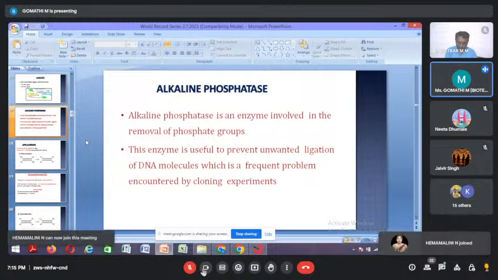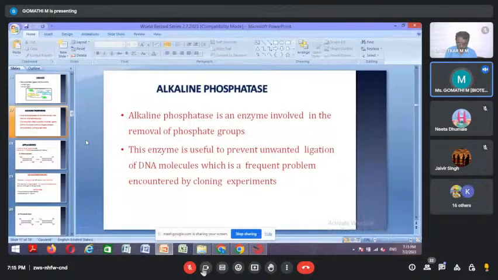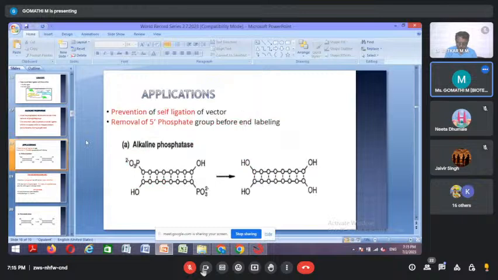Alkaline phosphatase is an enzyme that is involved in removal of phosphate groups. This enzyme is useful to prevent unwanted ligation of DNA molecules, which is a frequent problem encountered in cloning experiments. Applications of alkaline phosphatase: prevention of self-ligation of vector, removal of 5' phosphate group before end labeling. In this figure, the phosphate group has been removed and replaced with a hydroxyl group.